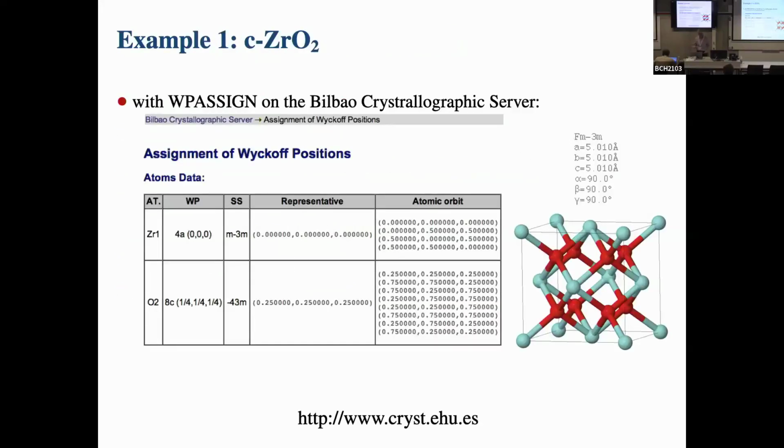Okay, just as an example here, if we take cubic zirconia, which is Fm-3m, so it's an FCC. It's a cubic face-centered with the zirconium that occupy the corners and the centers of the faces, and the oxygen that occupy these sites here, which are the Wyckoff positions 8c. So there are 8 equivalent positions.